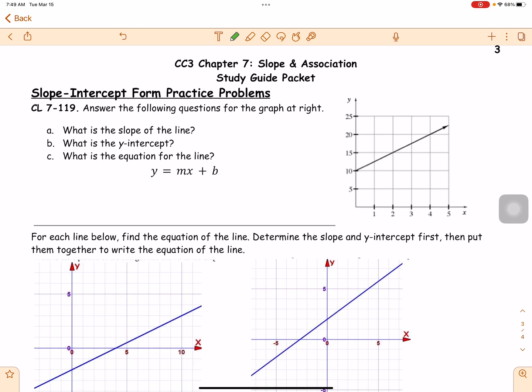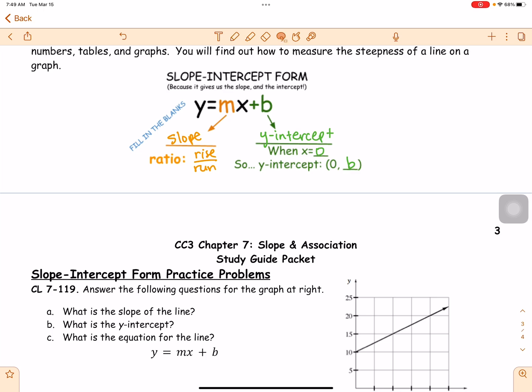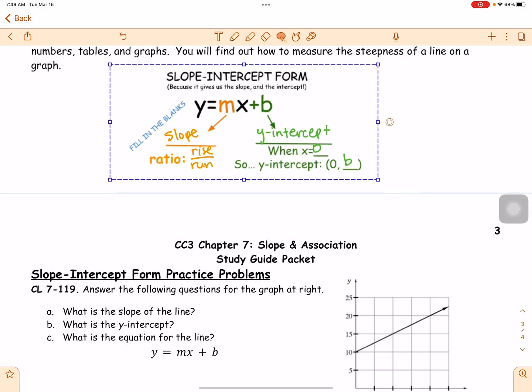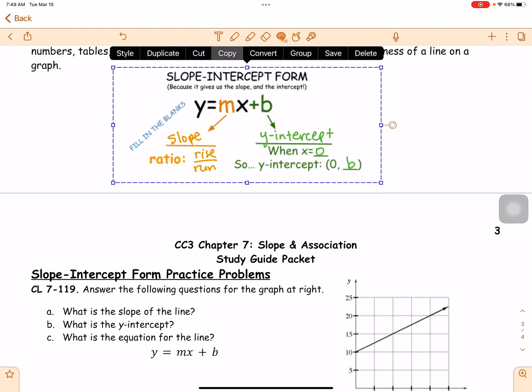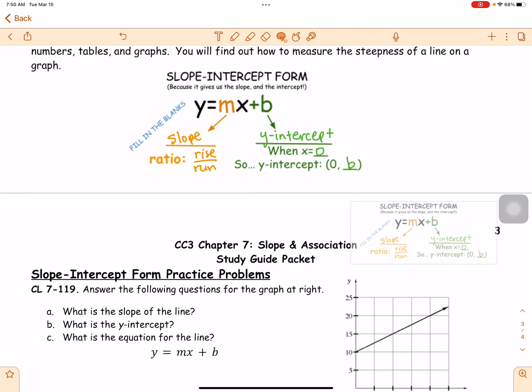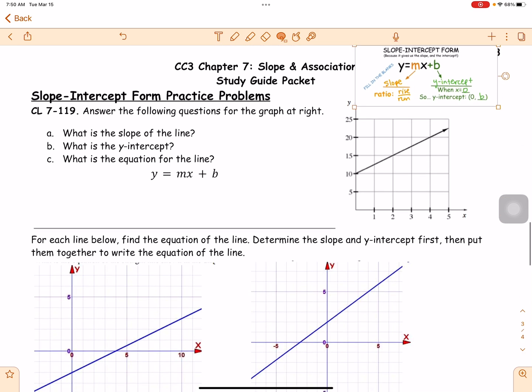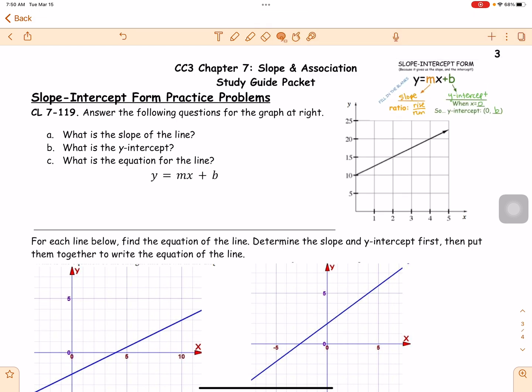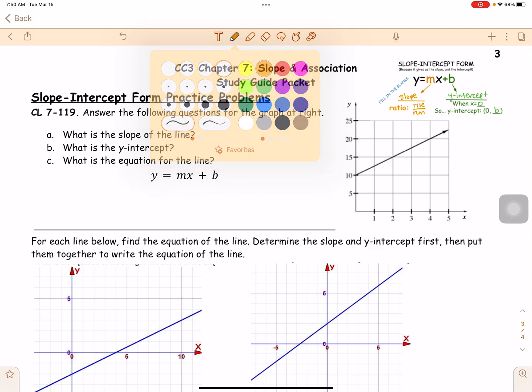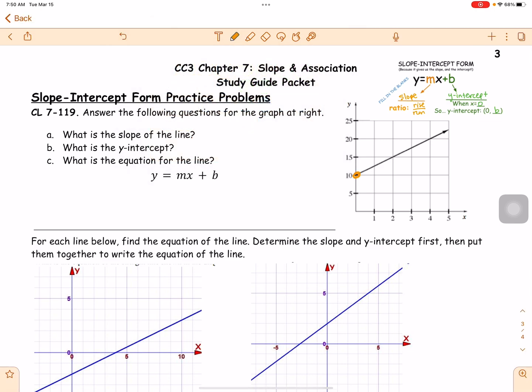So here it says, what is the slope of the line? Here's what I'll do. I'm just going to keep bringing this down. Copy. Paste image. There we go. All right, so I always like to find the y-intercept first, honestly. So my y-intercept is right here at 10. So my y-intercept is 10. So I could even write plus 10 here to start off my y equals mx plus b.